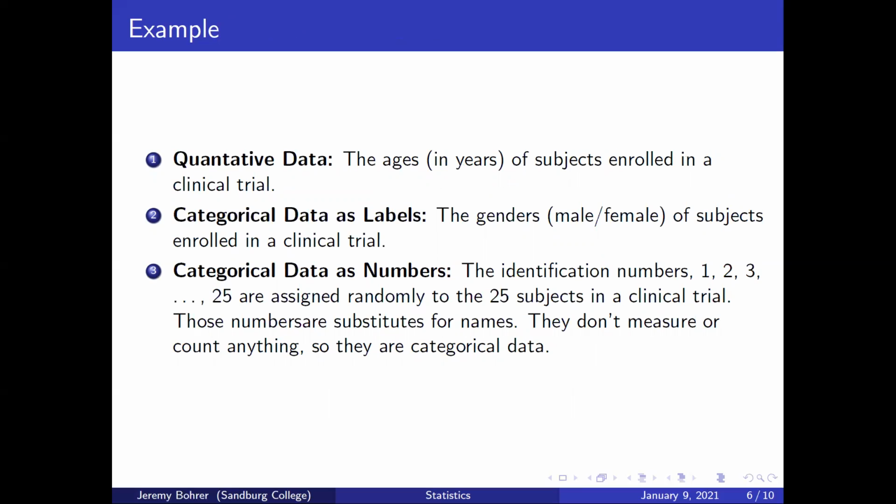Quantitative data could be the ages in years of subjects enrolled in a clinical trial. Categorical data as labels could be the genders, male or female, of subjects enrolled in that clinical trial, and categorical data as numbers could be the identification numbers 1, 2, 3 through 25 assigned randomly to the 25 subjects in a clinical trial. Those numbers are substitutes for names. They don't measure or count anything, so they are categorical data.